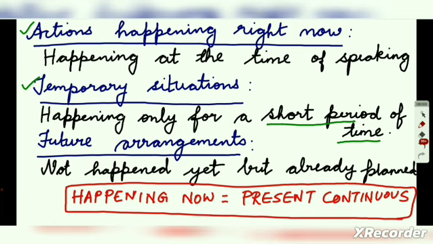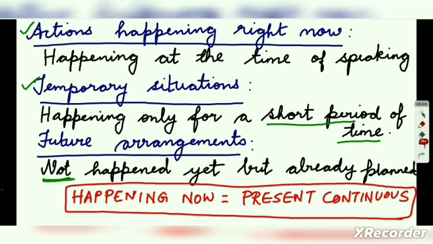Then the third case is future arrangements. Present continuous tense can also be used for planned future arrangements. That is, the action has not happened yet, but it is already planned.